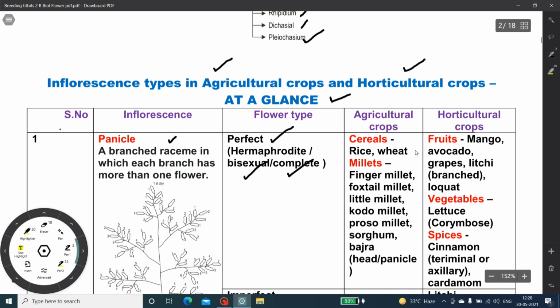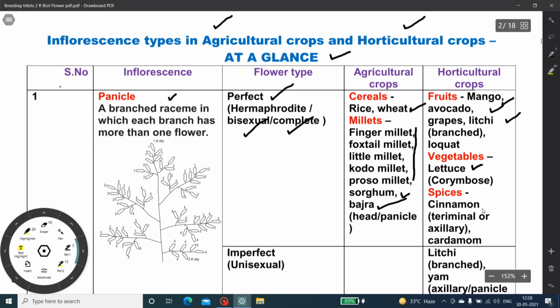The examples are rice and wheat in the case of cereals, all minor millets including sorghum and bajra in millets. In the horticulture crops, the mango, avocado, grapes and lychee in the case of fruits, lettuce in the case of vegetables, and spices like cinnamon and cardamom.